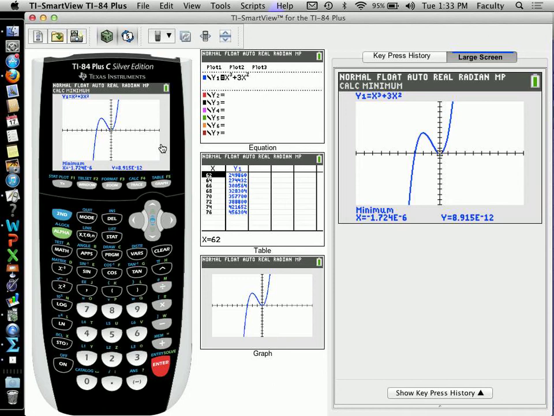What does this mean? X equals negative 1.724e negative 6. Tyler? So it's times 10 to the negative 6, so it's pretty small. Yeah, it's scientific notation, right? Yeah. So this really means negative 0.00000, and you're absolutely right, it's awfully small.